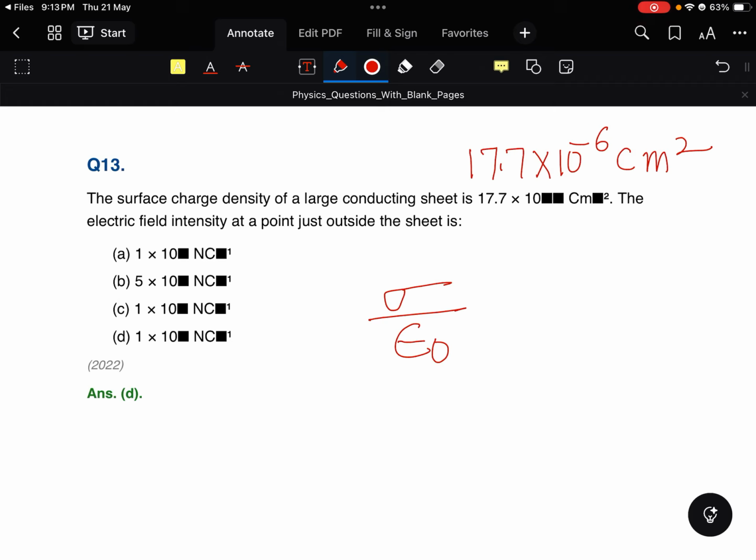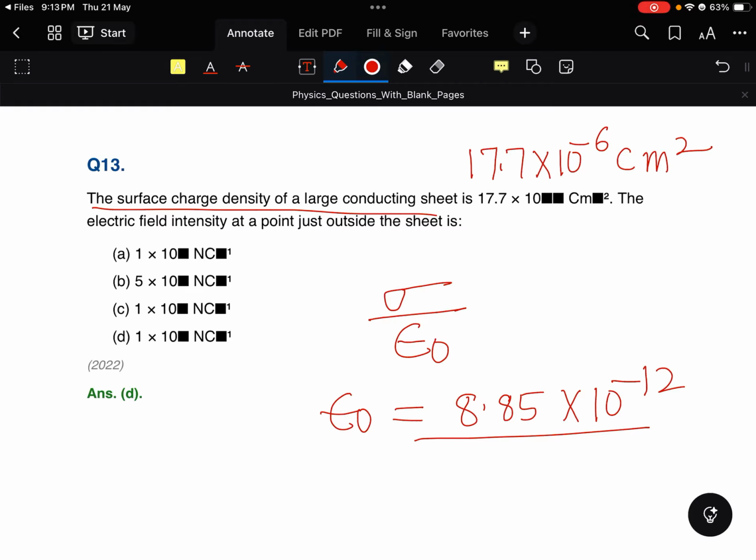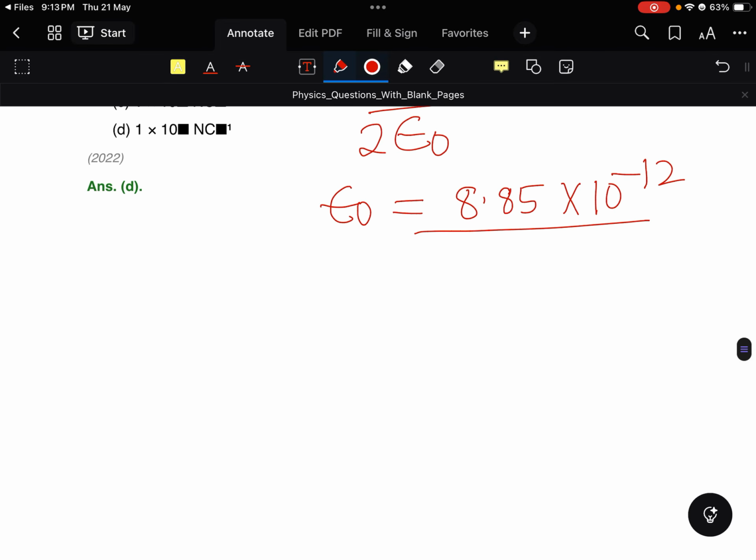What is epsilon naught value? 8.85 into 10 to the power minus 12. It is clear. Now see here, it is not given a thin sheet of charge. So here we will take 2 sigma upon 2 epsilon naught, sigma upon 2 epsilon naught, because this is the single plate. It is clear.